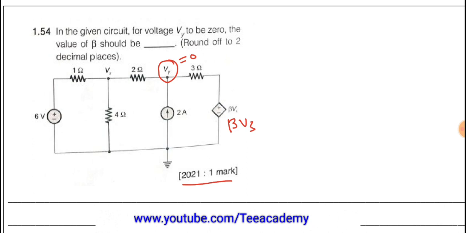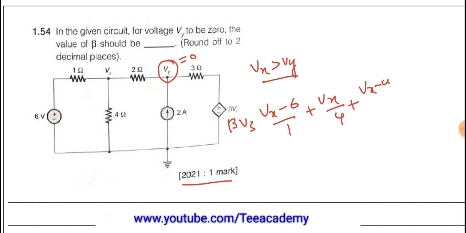I will apply node analysis, first assuming that Vx is greater than Vy. Based on this concept, applying node analysis: Vx minus 6 volts divided by 1, plus Vx by 4, plus Vx minus Vy by 2 is equal to 0. So this will be our first equation.